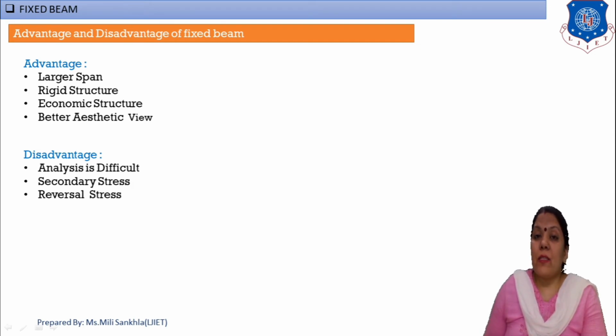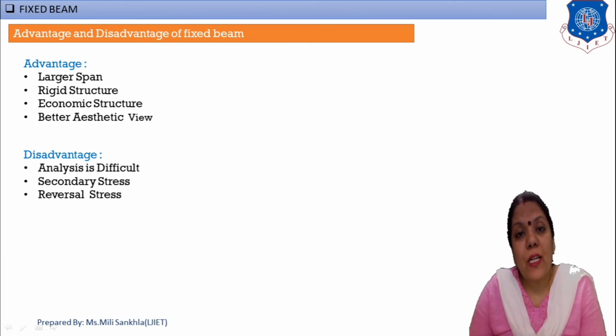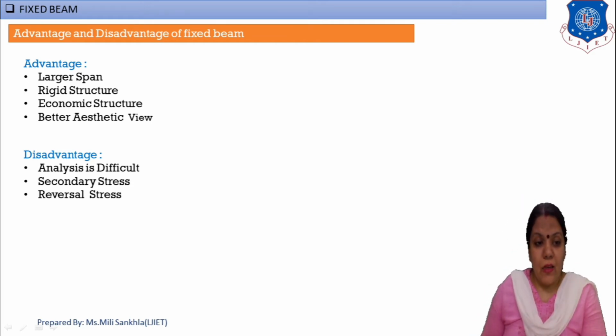Last is our reversal stresses. Fixed beam is a fixed type of structure. That means if there is fixity, it will attract more forces, and because of this reversal stresses are also induced. Okay, this is the third disadvantage of our fixed beam, that means our statically indeterminate structure.